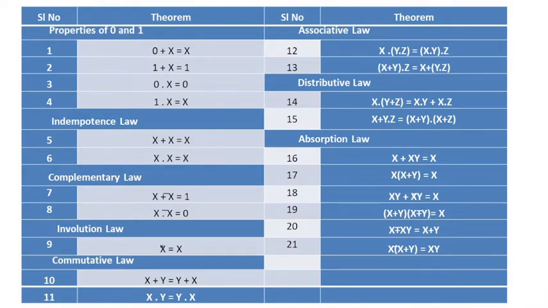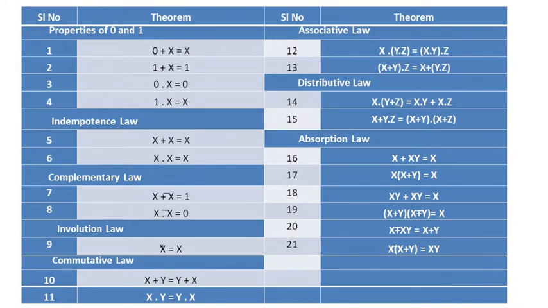Complementary law. x plus x bar is equal to 1. x dot x bar is equal to 0. Inversion law. x double bar is equal to x. Commutative law. x plus y is equal to y plus x. x dot y is equal to y dot x.